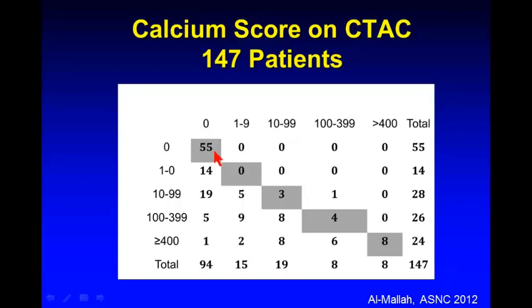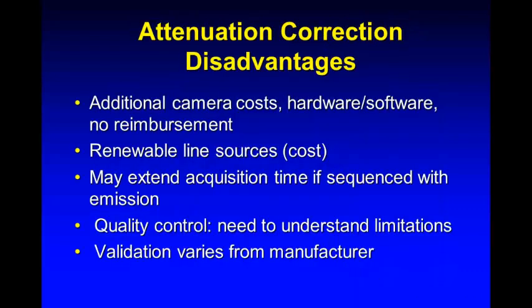So it looks like if you want a calcium score, you're not going to be able to do it just from the attenuation correction, and you're going to require a dedicated calcium score, which is about 0.7 millisievert. But I think it is worth it for these patients.